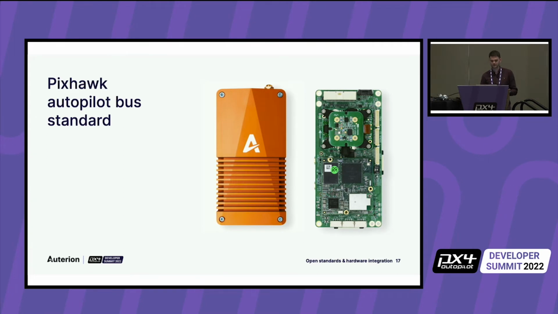For Auterion, we sell the Skynode, and what we want vendors to do is take the reference design of Skynode, put that into the baseboard of their drone, and then just plug in an FMU V5X or FMU V6X compatible autopilot onto that baseboard. This is really what the Pixhawk Autopilot bus gives you.